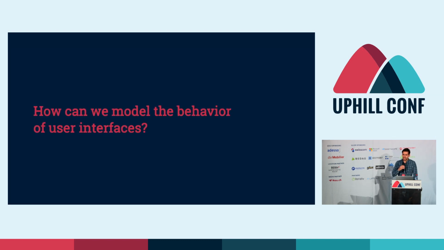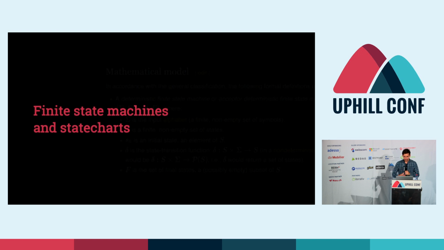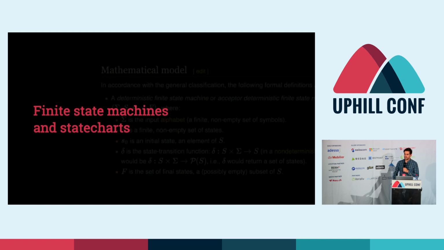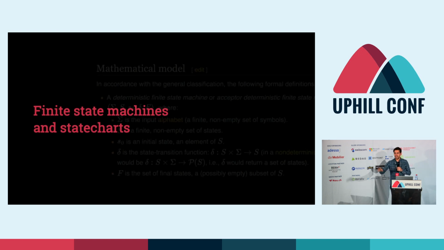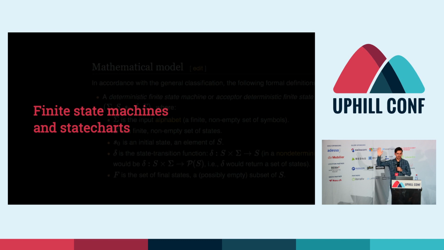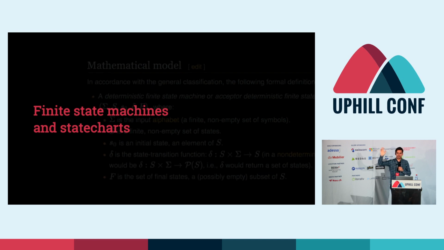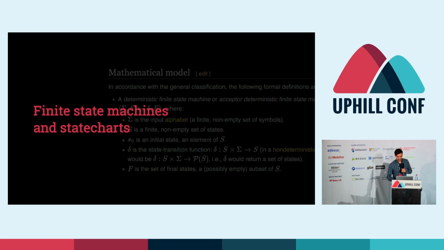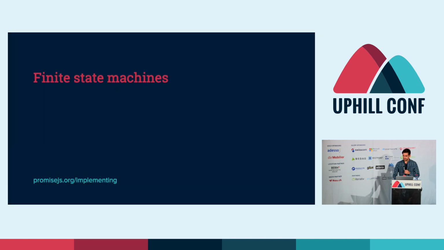So how could we instead take a step back and look from a top-down approach and model the behavior of user interfaces instead? This is where we get into finite state machines and state charts. How many of you are familiar with these? All right, that's awesome. So about half of you. That's really good. So just a quick summary for those who don't know.